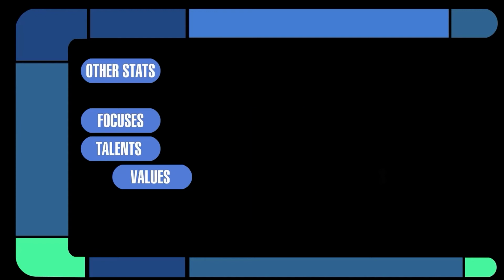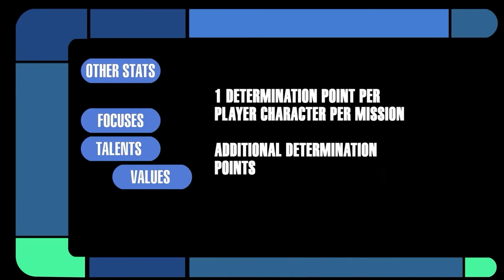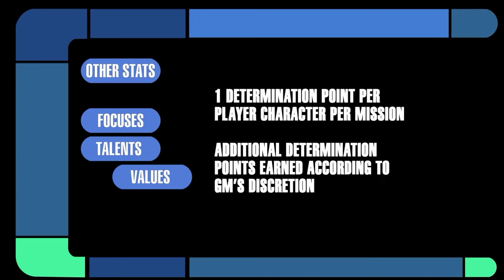Each player character starts with 1 point of determination per mission, but the GM may offer a player additional determination points to incentivize the player to make a particular decision or otherwise at the GM's discretion.